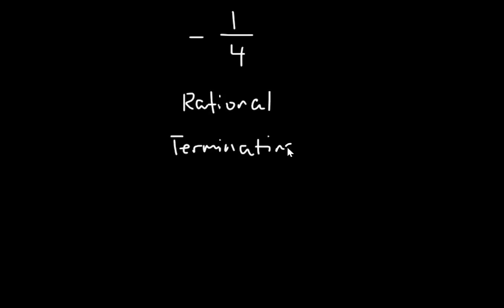Let's try 1/4. Actually, negative 1/4. Let's try that. What classification would you give it? You said it's definitely rational, and terminating, you'd be correct. It's rational. It can be written as negative 1 over 4, which it is right now, and it's terminating. That's negative 0.25.